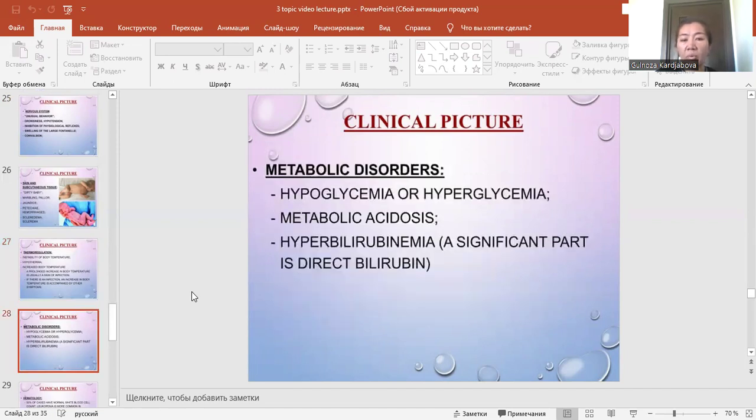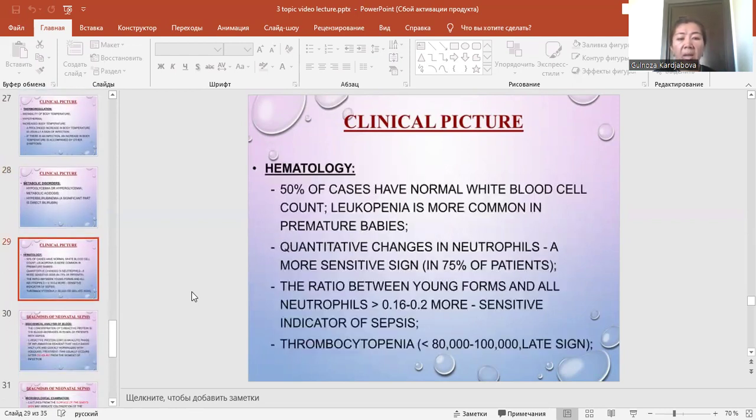Metabolic disorders: hypoglycemia or hyperglycemia, metabolic acidosis, hyperbilirubinemia. It has a significant part of direct bilirubin. Hematology: 50% of cases have a normal white blood cell count. Leukopenia is more common in premature babies.